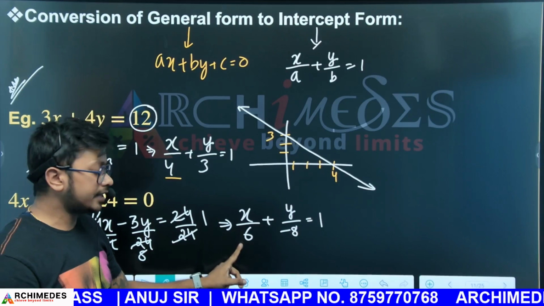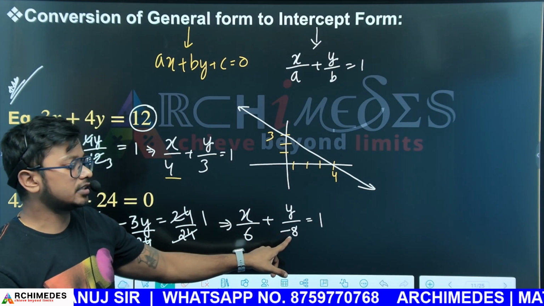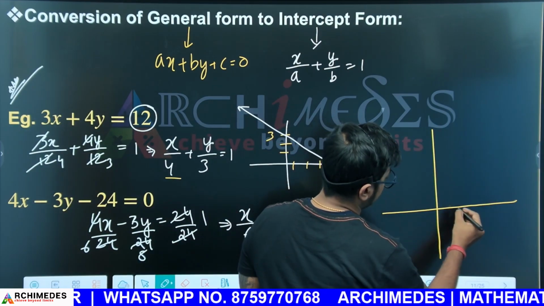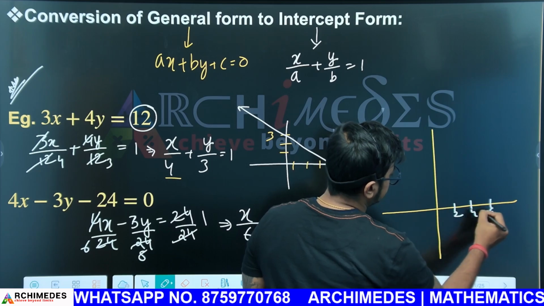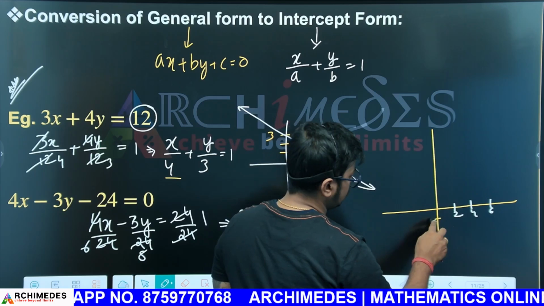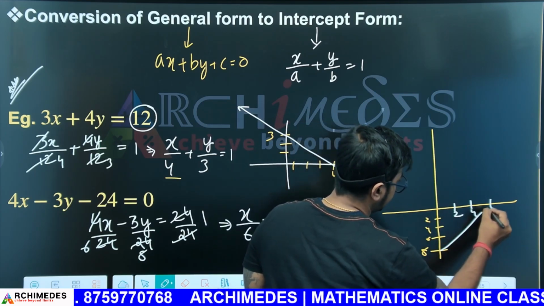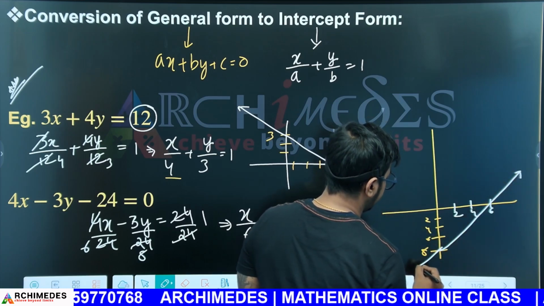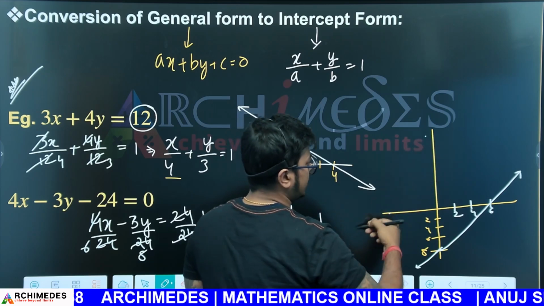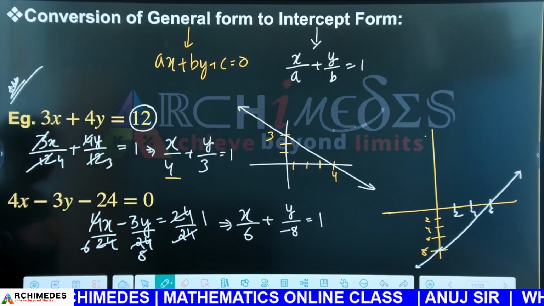That means it cuts the x-axis in the positive direction, whereas it cuts the y-axis in the negative, and negative means down. If we make a diagram, suppose these are 2, 4 and 6, and on the y-axis down, 2, 4, 6, 8. This type of line will be there. If both are negative, this type of line. If x is negative and y is positive, then this type of line. In this way you have to make it. Clear? So copy this.